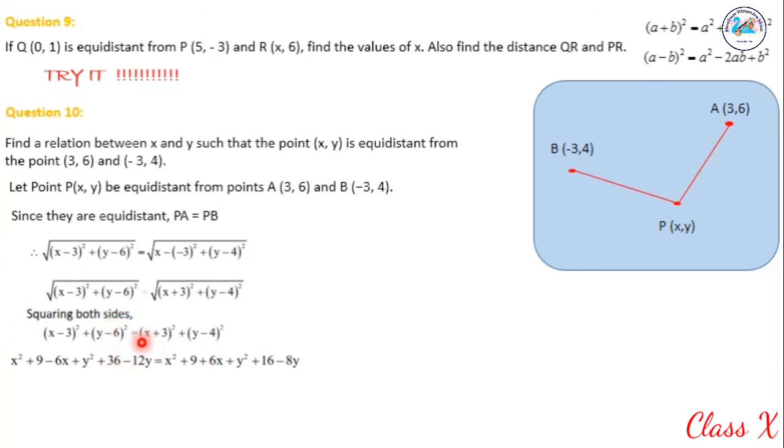On the right side also same, a square is x square plus 2 into 3 is 6x, then 3 square is 9. Again here a minus b the whole square, a square is y square, minus 2ab, that is 2 into 4 is 8, minus 8y, then 4 square, that is equal to 16. So for cancelling the like terms on both sides, x square is cancelled. Again one more 9 both sides it is cancelled, and y square on both sides it is cancelled.